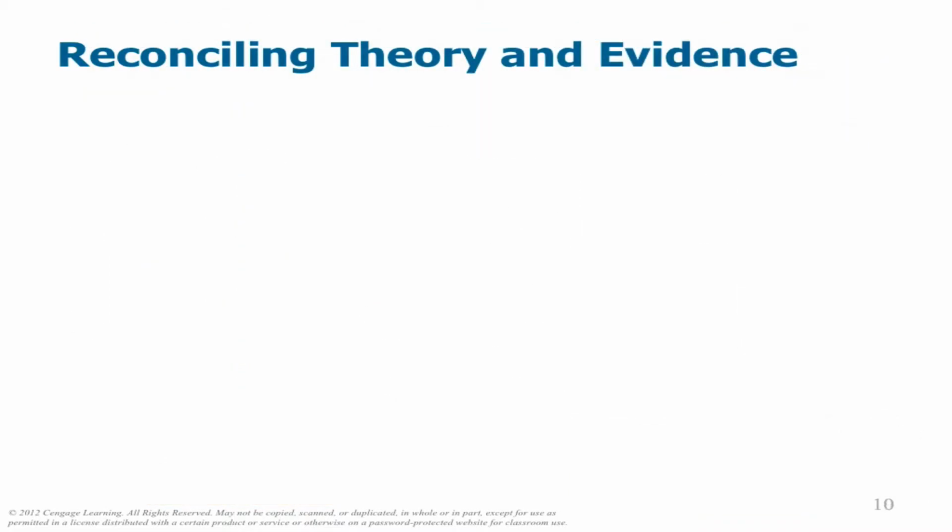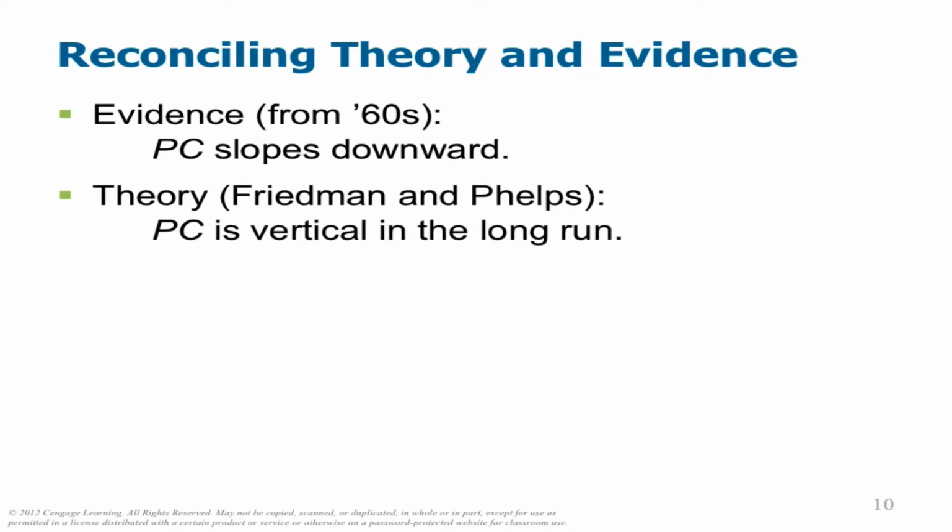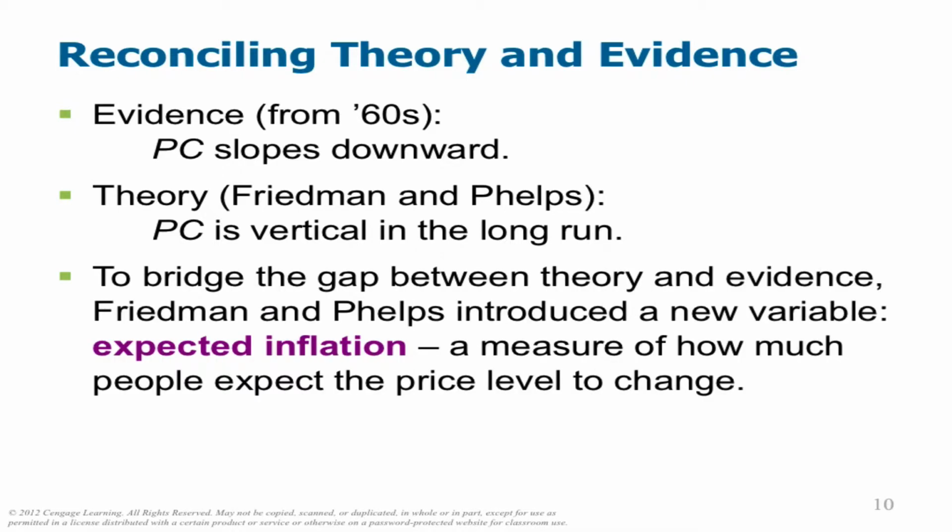Okay, but all that's theory. Does it prove out? Does the data support this theory? Well, in the 60s, the Phillips curve slopes downward. But according to Friedman and friends, it's going to be vertical in the long run. So how do we go from this to this? Where is that transition?